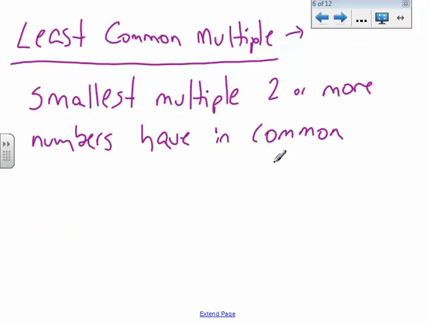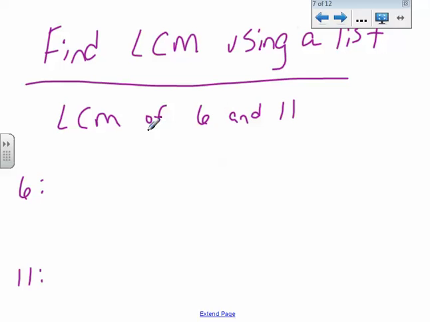Okay, which brings us to the least common multiple then. It's the smallest multiple that 2 or more numbers have in common. So we'll take 2 numbers and you'll skip count them, make a list, and then see what's the smallest one that they have in common. So let's try the LCM of 6 and 11.